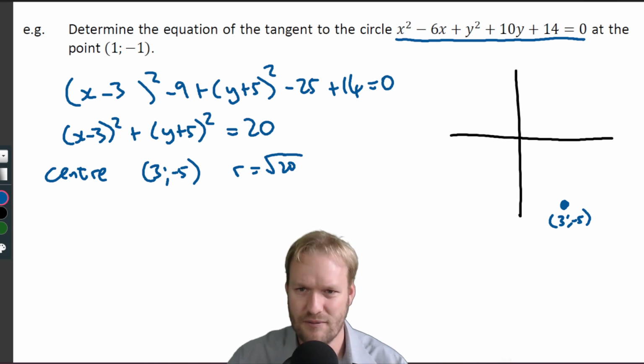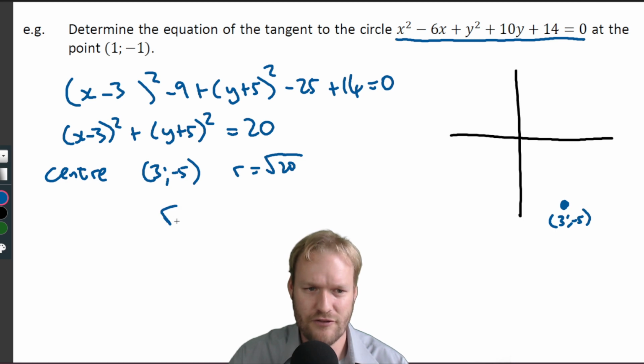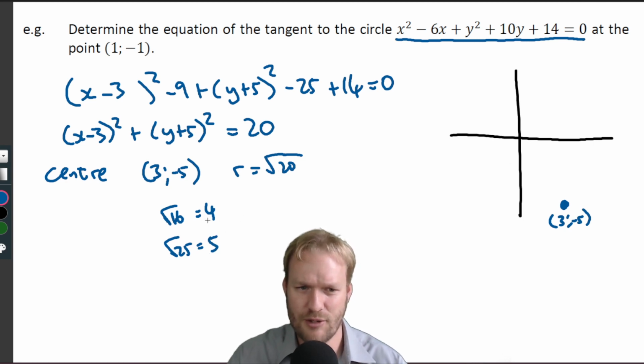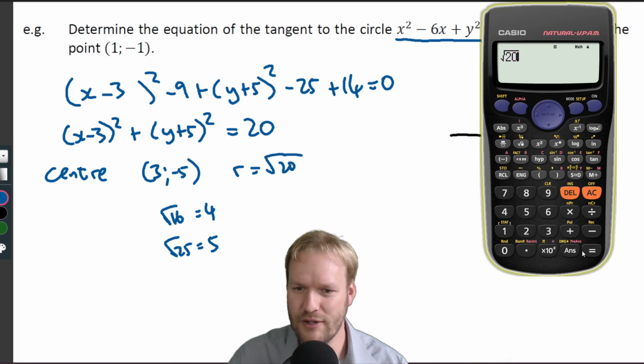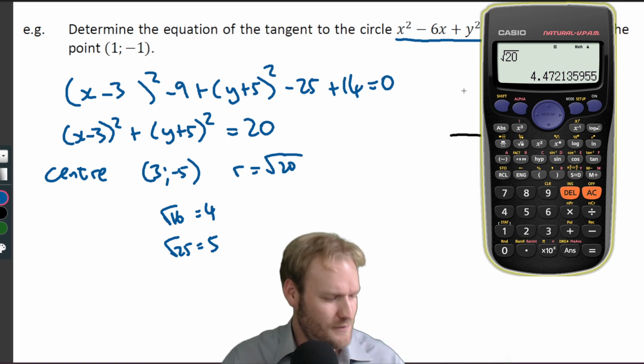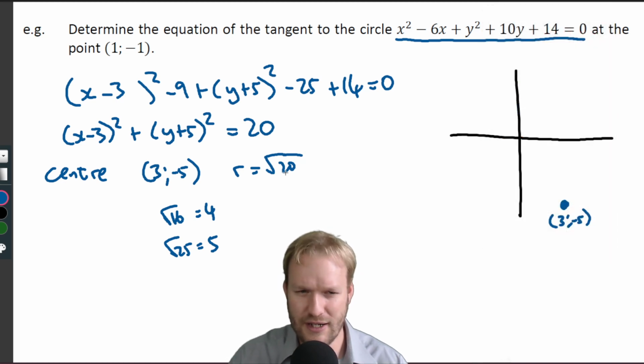The square root of 20. Well, the square root of 16 is 4, and the square root of 25 is 5. So the square root of 20 is somewhere between 4 and 5. Quite a bit closer to 5, I would say. Is it 4.47? Let's check another way: the square root of 20 is 4.47. Actually, 20 is closer to 16. So the radius is less than 5, and this distance here is 5.